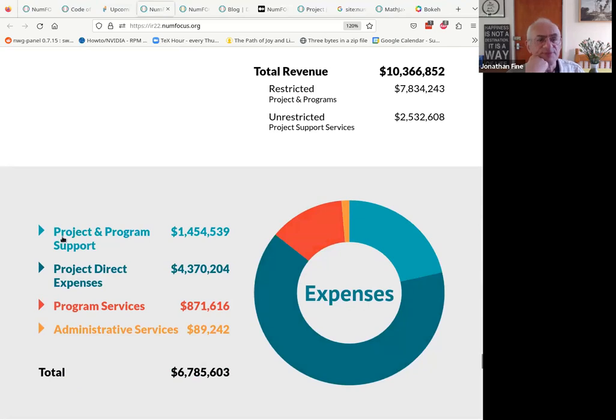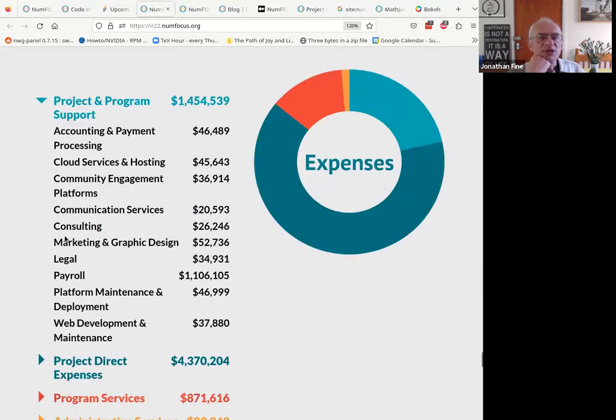Then the expenditures, supporting the projects, 1.5 million, accounting, cloud computing, community engagement platforms. I assume that's things like blogs and wikis, communication services, consulting, a few $1,000s on legal, payroll, that's the big thing. So they have extensive staff, and I assume that they're managed by a board of directors. For comparison, TUG's payroll is approximately 60,000 out of 100,000 is spent on payroll.